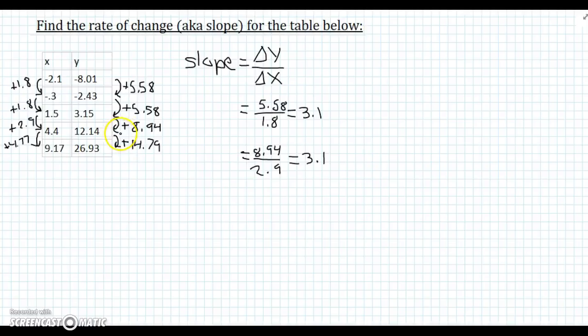Okay, last one, change in y, 14.79. Change in x, 4.77. Divide them on a calculator. Guess what you get? 3.1. Actually, it's 3.100 something, but it's so close we're not going to worry about the rounding in this case. These are basically all in alignment, aren't they? And guess what? That is our slope for this table.